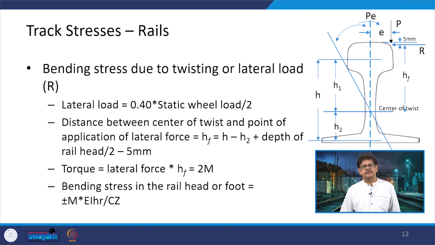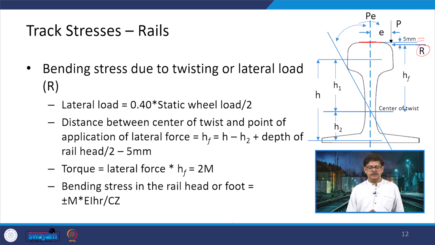Now, another thing is the bending stress due to twisting or the lateral load. So, now we have a lateral load being applied here, say this is R which is being applied. Now, this R is being applied at a distance 5 mm below the top surface of the rail head. So, this is how it is being considered.